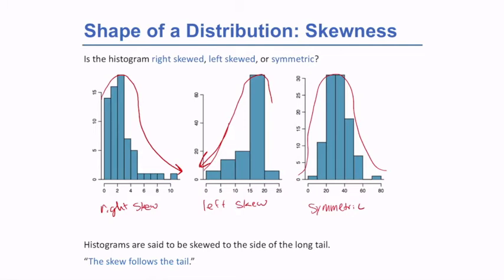AP test tip: don't ever say that a distribution is symmetric. You should say approximately symmetric or roughly symmetric. The AP test loves their hedge words. So this is approximately symmetric.